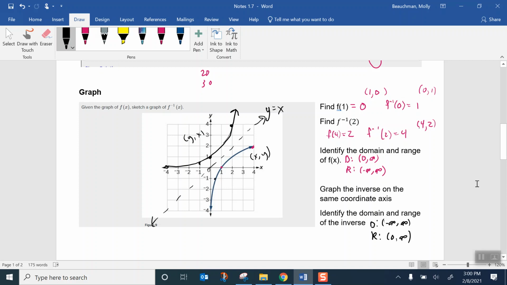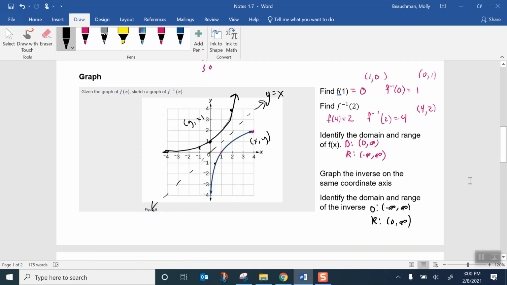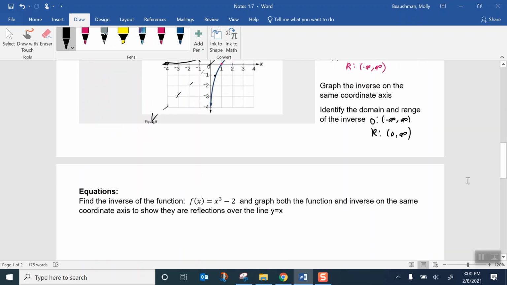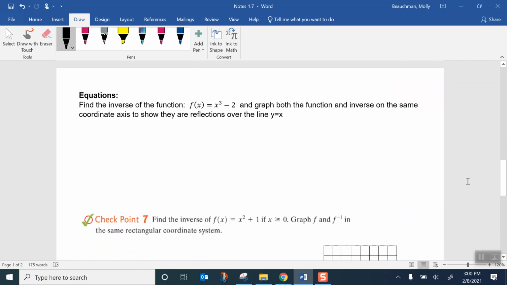Okay, so we've taken a look at a table of values, and we've taken a look at sketching graphs of functions and identifying domains and ranges. Let's take a look at equations. How do we find the inverse of a function in equation form? So we have the function f of x is equal to x to the third minus 2. Then we're going to graph both the function and the inverse on the same axis, just to show the reflections of each other. When you're finding an inverse, the first step is to substitute y for f of x. So instead of writing f of x equals x to the third minus 2, I'm going to write y is equal to x to the third minus 2.